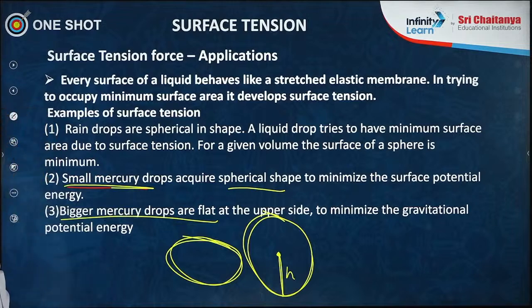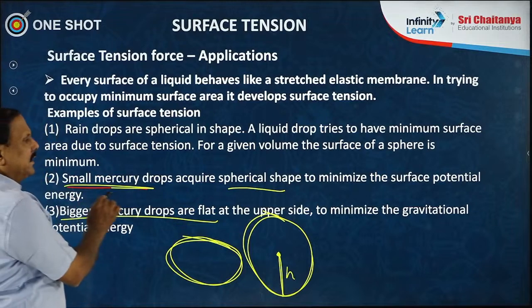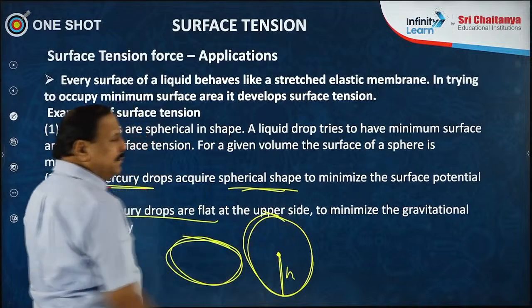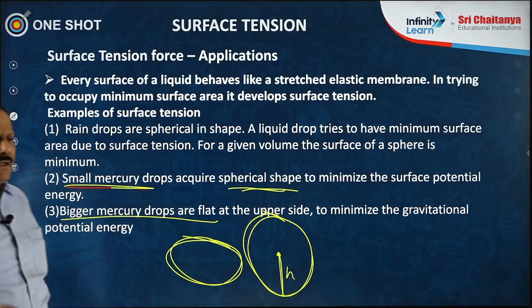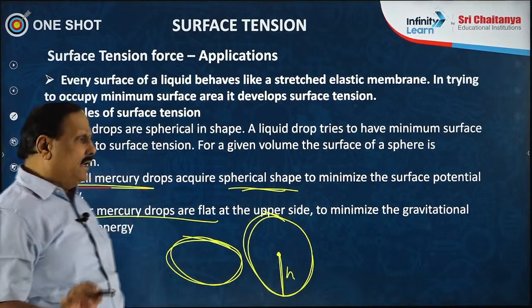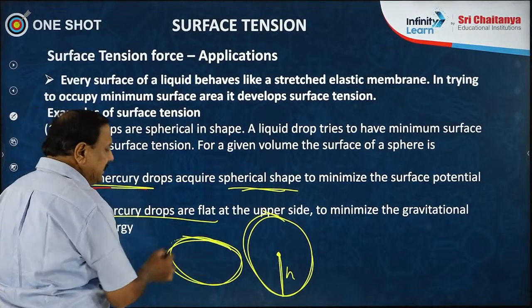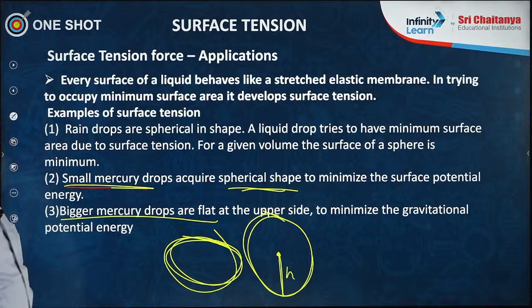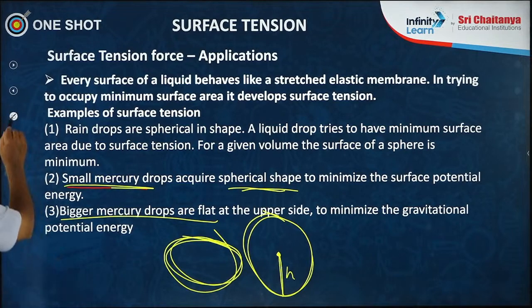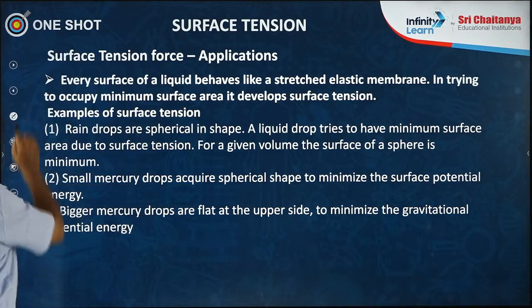So finally, I conclude: small mercury drops acquire a spherical shape to minimize the surface potential energy. Bigger mercury drops are flat like this to minimize the gravitational potential energy. These two points we have to remember here.